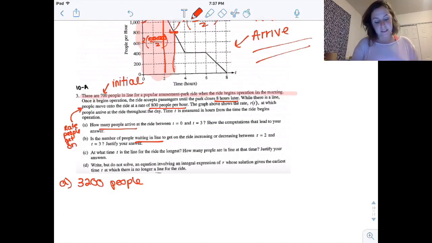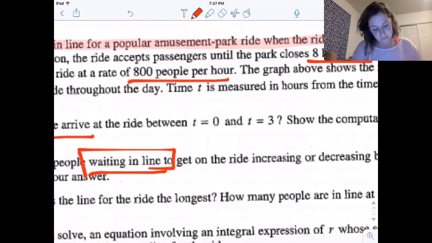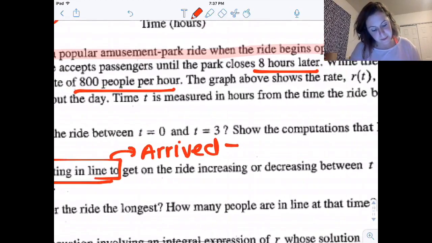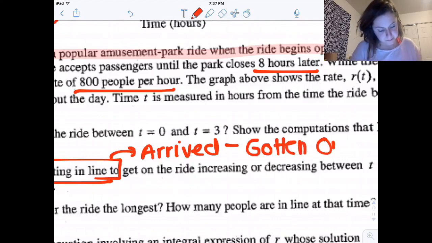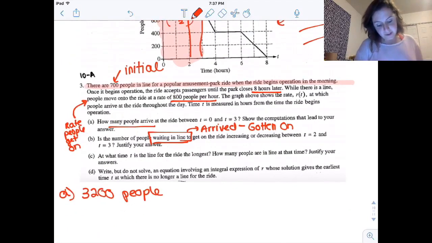So let me write that down just so we know it. People waiting in line. This is the people who have arrived minus the people who've gotten on. The rate of people that arrived minus the rate of people who've gotten on. So is that number increasing or decreasing between t equals 2 and 3?